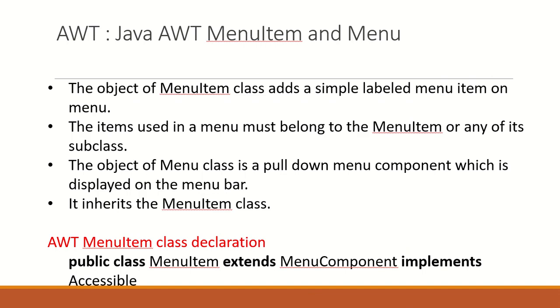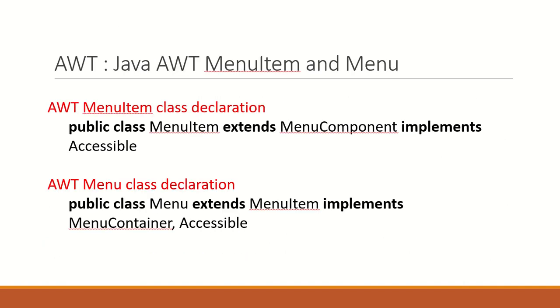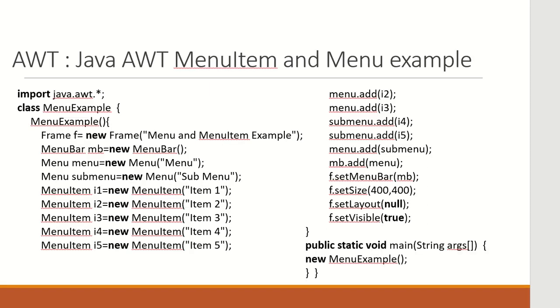Then next is about menu item or menu, creating a menu using AWT. Let's see how to declare the menu item class. The menu item class is going to extend the menu component class, which implements the accessible interface. The menu class again is going to extend the menu item class, and it is going to implement menu container and accessible. So these are the class declarations. You don't have to actually bother about the class declarations. Let's go to the program.